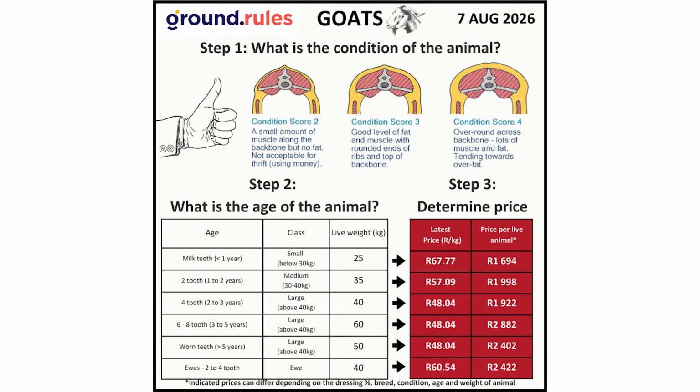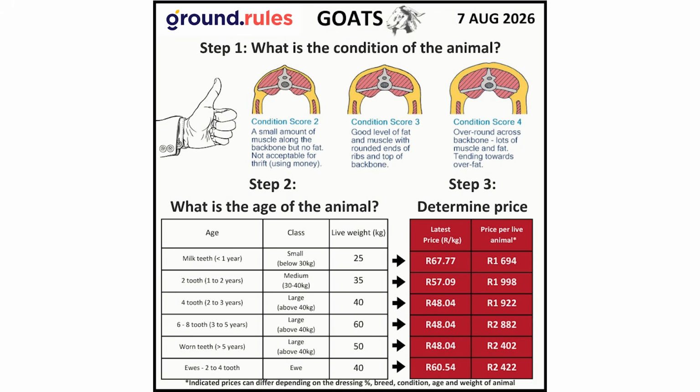Now, as we move over to goats, a small goat under 1 year at around 25 kilograms is shown at 67 Rand 77 cents per kilogram, translating to approximately 1,694 Rand per animal. A medium goat between 1 and 2 years at approximately 35 kilos is priced around 57 Rand 9 cents per kilo, or roughly 1,988 Rand per animal. A large goat above 40 kilograms is shown at 48 Rand 4 cents per kilogram.